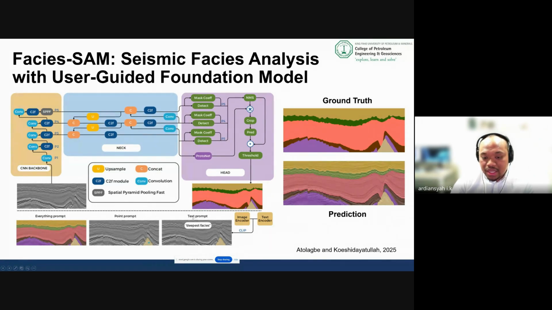And I can even say, okay, I want to focus on the deepest facies or the oldest facies, then it will just give me or highlight this result here, right? But if I want to use the everything prompt, as they call it, then I will get everything highlighted in terms of seismic facies directly from my seismic data set.